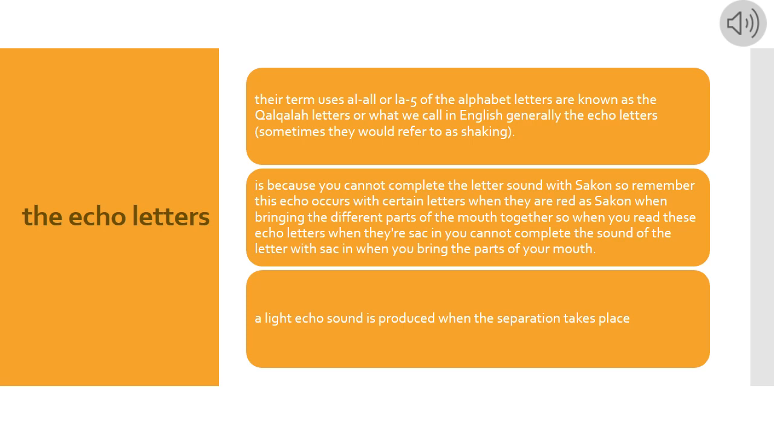Why do we apply qalqala? The reason they are called the echo letters is because you cannot complete the letter's sound with sukoon. So remember, this echo occurs with certain letters when they are read as sakin, okay? When bringing different parts of the mouth together, with sukoon you cannot complete the sound of the letter. When you bring the parts of your mouth together, the sound must be completed by separation of the parts of the mouth.